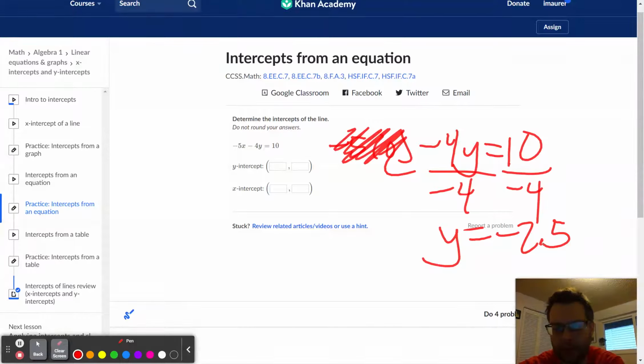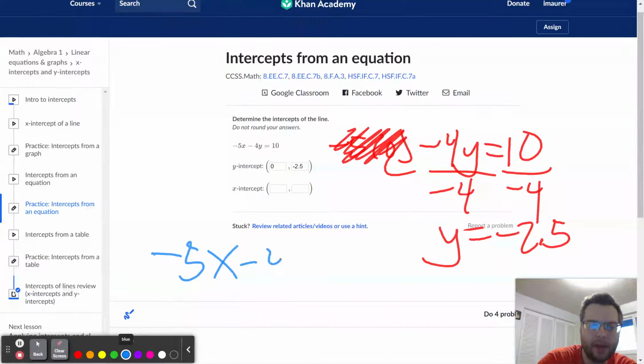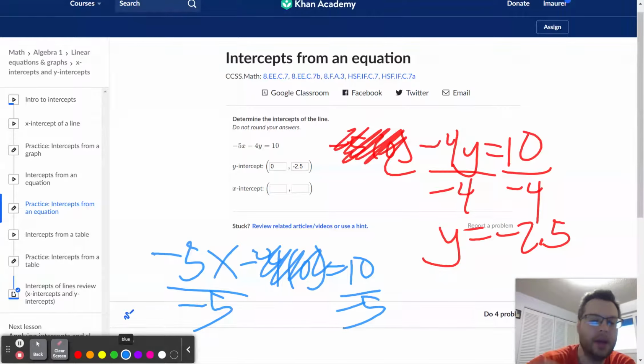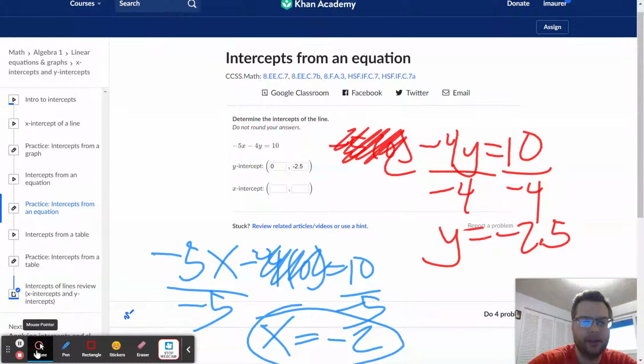Similarly, to find the x-intercept, let's use a different color. To find the x-intercept, I'm going to leave x as a letter because I'm solving for x. And then I'm going to make the y value 0. Then I get rid of that, divide by negative 5, divide by negative 5, and I get x is equal to negative 2. You can type that in right there. And remember, if you're stuck, you've got your hint button right there.